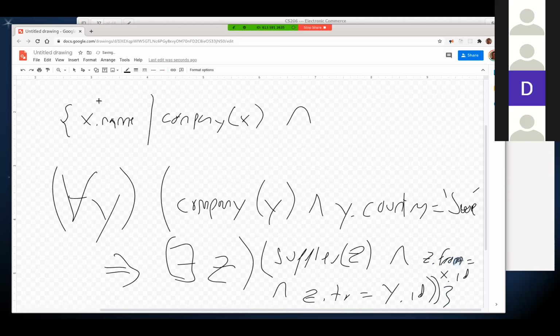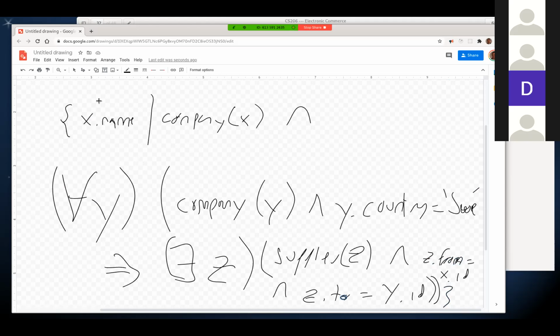Okay. And this is x dot id. Got it? And this specimen here is z dot 2, and this is y dot id. All right? Okay, so what is this really saying here?